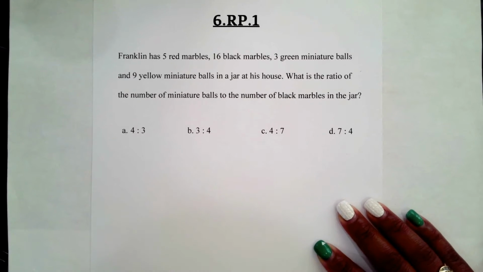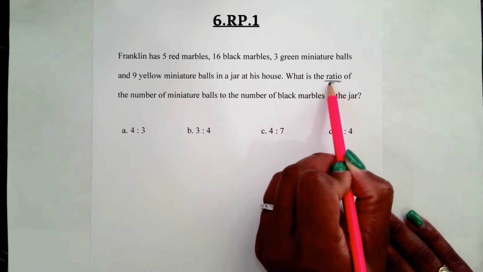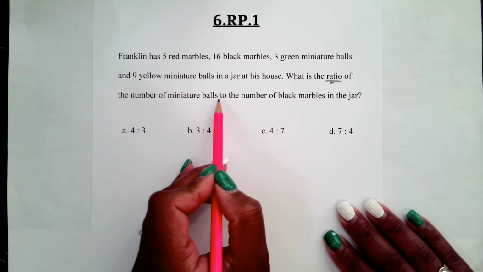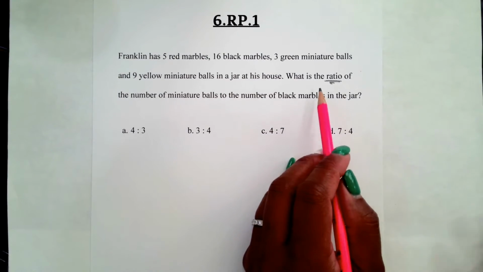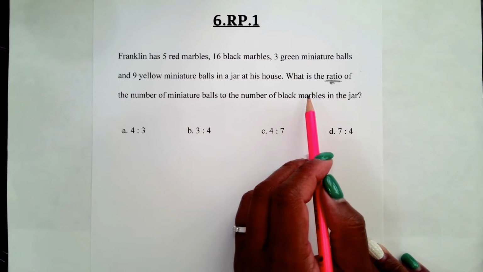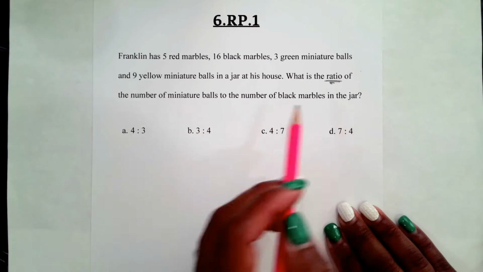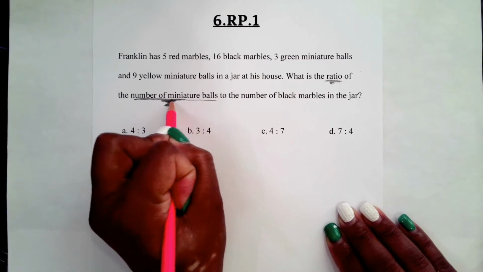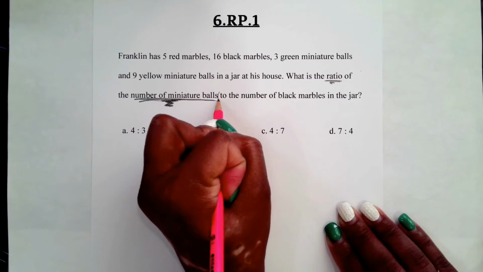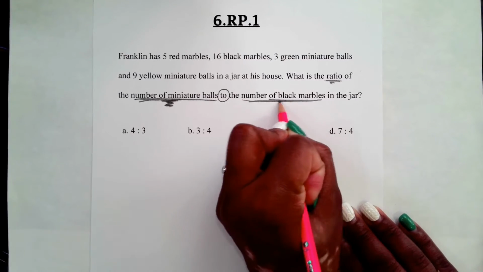So, what we want to do is annotate the problem. So, it says, what is a ratio of the number of miniature balls to the number of black marbles in the jar? So let's be reminded that the description of the ratio is important because it gives you the order of that ratio. So it's the number of miniature balls to the number of black marbles in the jar.